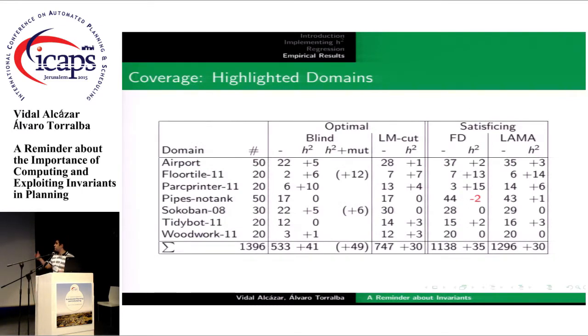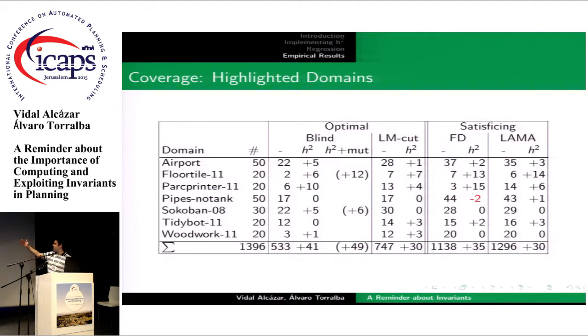But this is not only useful for optimal planning. We ran experiments in optimal and satisficing planning. We selected algorithms as simple as possible to illustrate the power of this technique in a simpler setting. We select blind search and LM-cut for optimal planning, and for satisficing, we run Fast Downward with the FF heuristic and LAMA. And as you can see, all the algorithms benefit in the huge majority of cases.